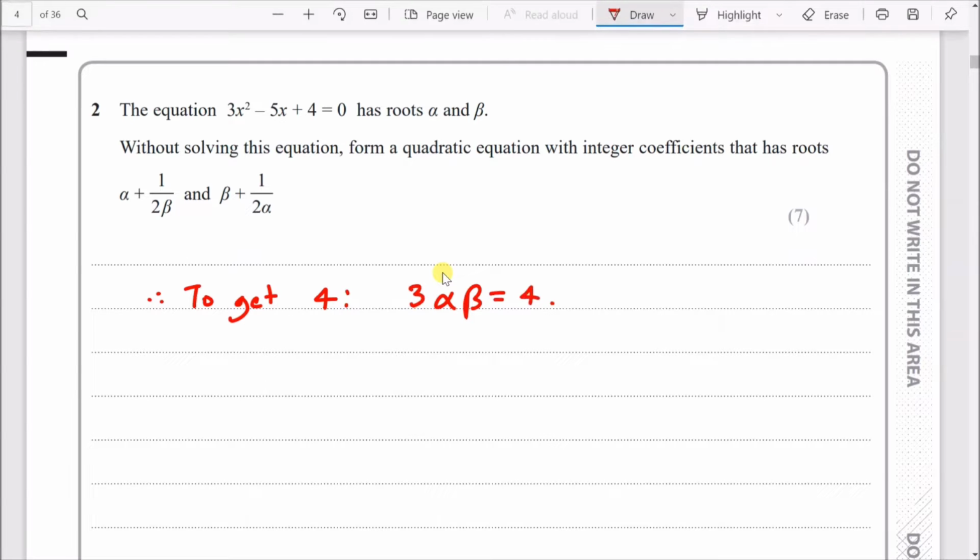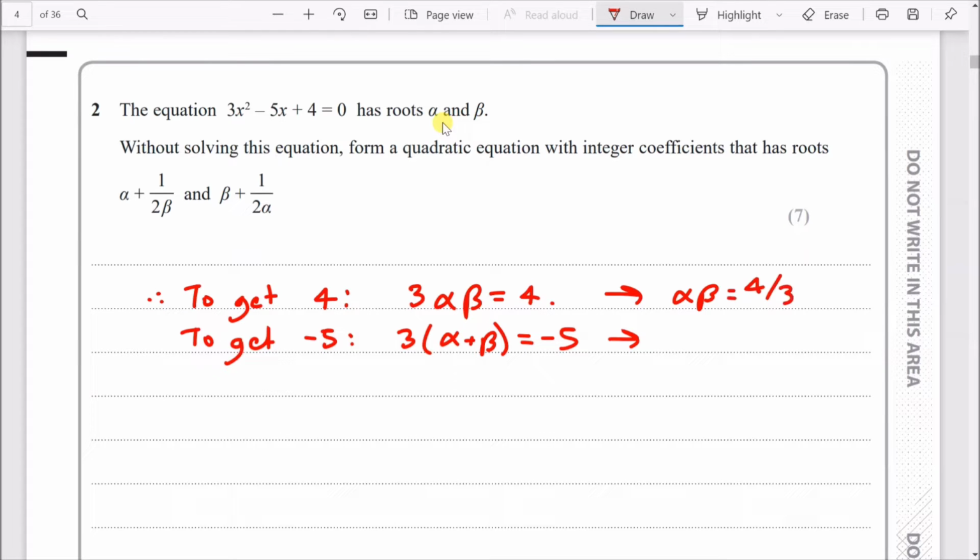So that's one equation. The second one we need to find is the middle part, the B. If we add up these two roots, it should equal that. But because you have 3 here again, you have to multiply. So to get minus 5 here, it's going to be 3 times alpha plus beta, your two roots. And it'll give us minus 5. From both equations, alpha beta, if you divide the first by 3, equals 4/3. And for the second one, alpha plus beta equals minus 5 over 3.